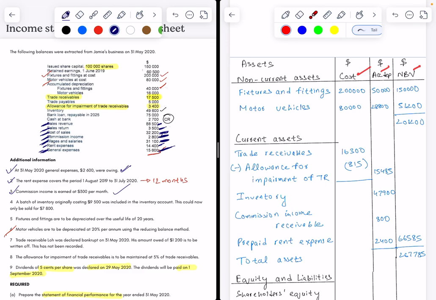The net book value at any given point in time is simply the difference between the cost and the accumulated depreciation. So starting with the fixtures and fittings, which is the first non-current asset. The cost is $200,000, all right?